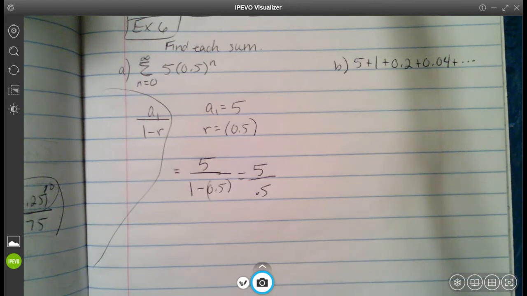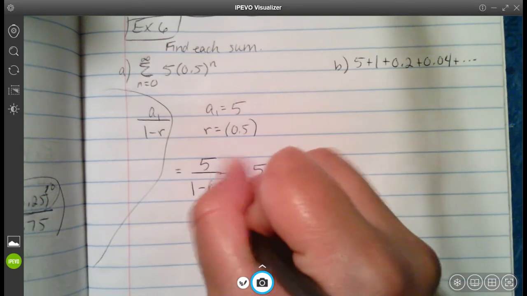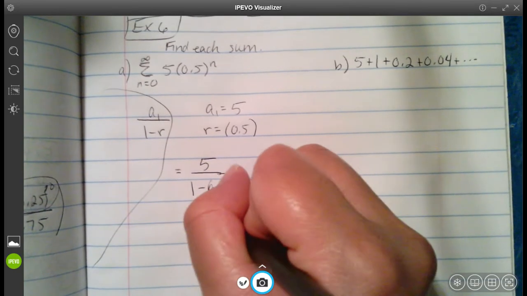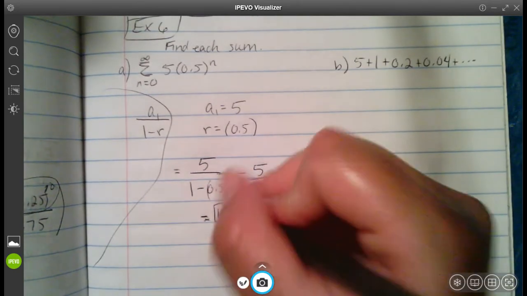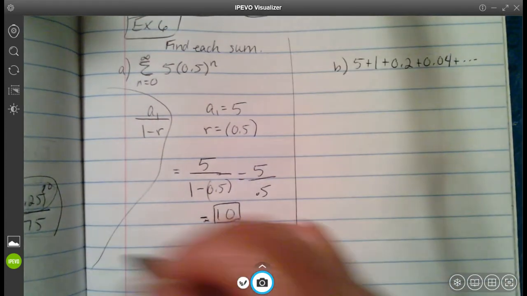So logically speaking, how many halves do we have in 5 wholes? Well, we have 10 of them. If you don't believe me, plug it in. See if you get the same answer. Okay, that's it for that one.